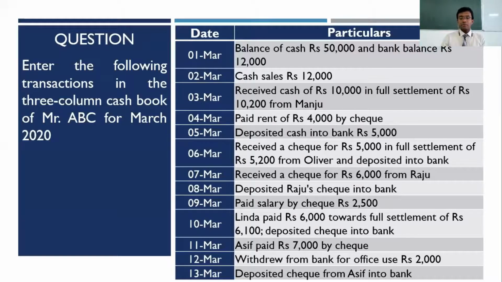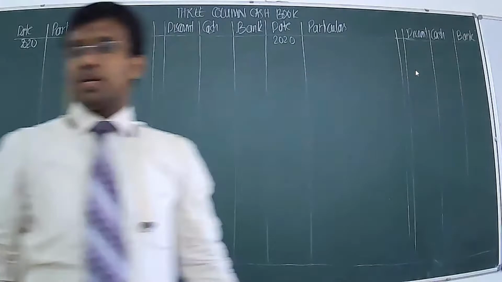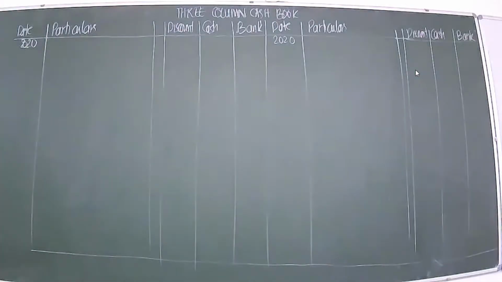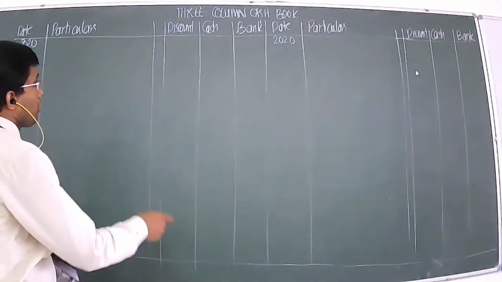So let's quickly prepare this particular numerical, requesting all of you to prepare the format of the 3-column cash book, and then we shall start solving the question together. So here we have prepared the 3-column cash book. We have the format of the 3-column cash book here on the board. Let's look at the format quickly.